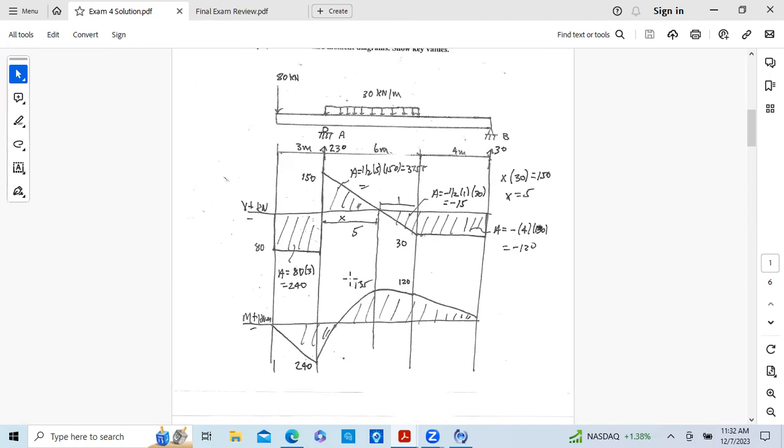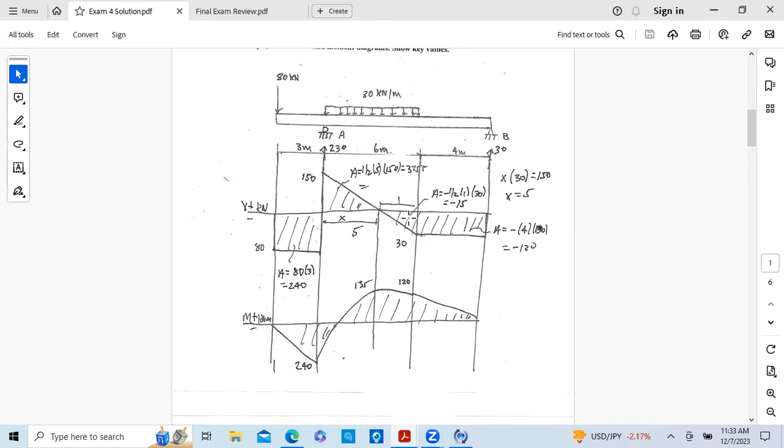Okay, so I have this area up here. There's a triangular area up here, 1/2 base times height. So 1/2 of the base is 5, the height is 150, and that gives us an area of 375. It's positive. So I have negative 240 plus 375 gives us 135 here.